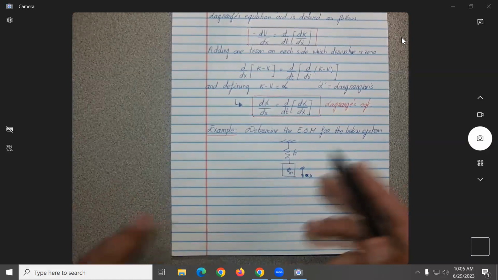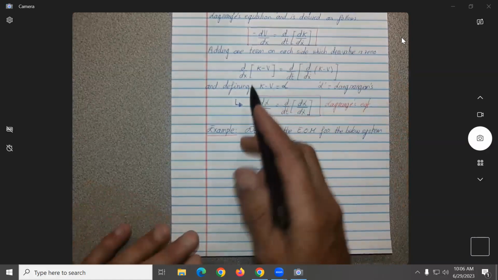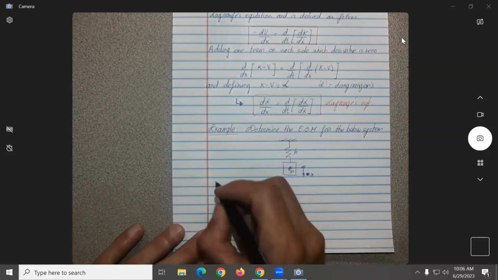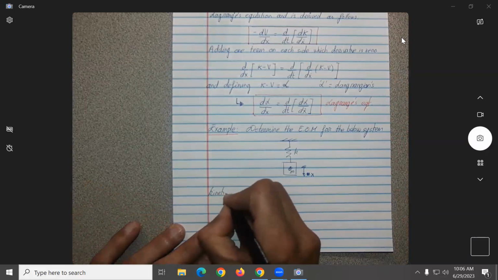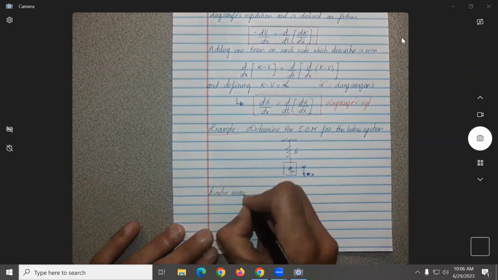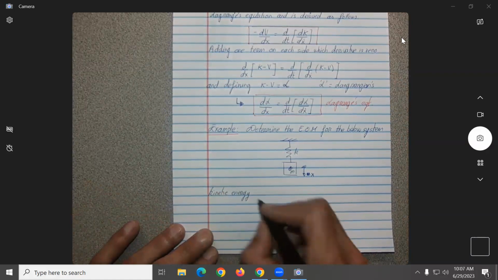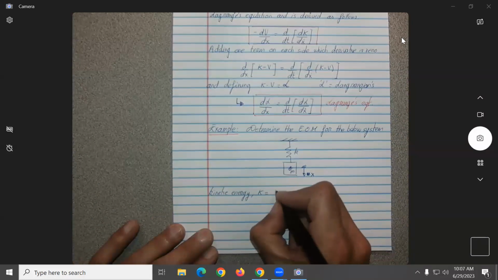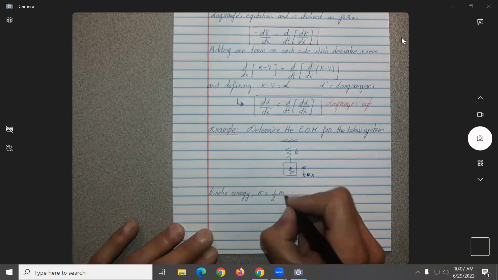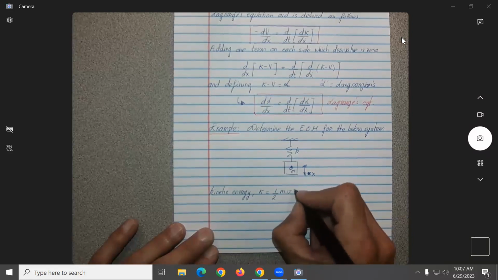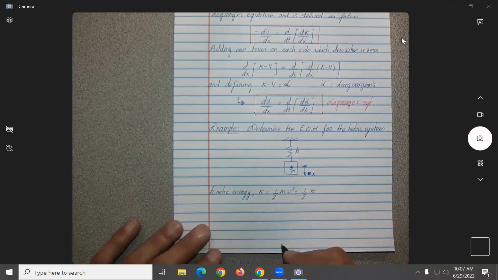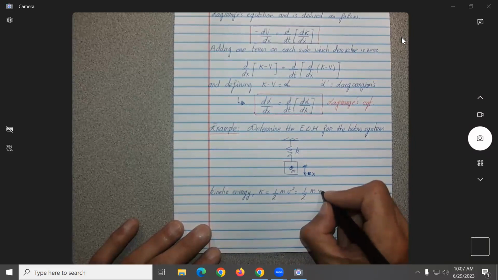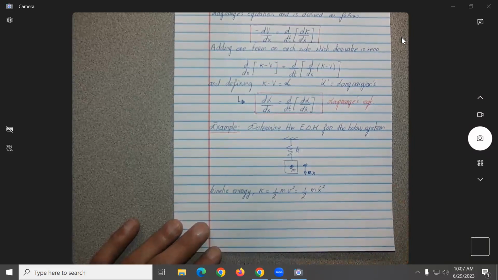Okay, so let's follow the procedure. We can use either one, but for either method, we need to define the kinetic energy. So let's find the kinetic energy. K of this system will be equal to what? So what is the kinetic energy equal? 1/2 mv squared. But we know that V will be equal to what? X dot squared, no? All right.